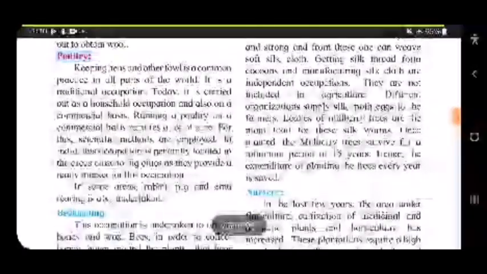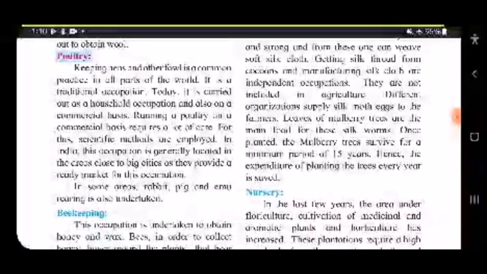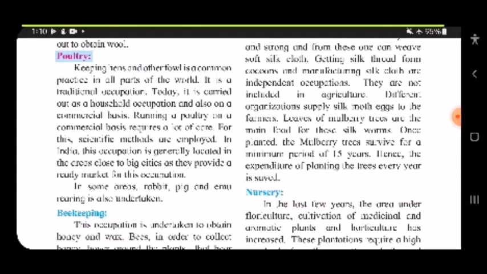Next, let us move to poultry. Now, what is poultry? Where we keep different kinds of birds like the chicken. Fowl is a bird like the turkey. Okay, so let's see. Keeping hens and other fowl is a common practice in all parts of the world. It is a traditional occupation. Today, it is carried out as a household occupation and also on a commercial basis. Household occupation means people are keeping hens in their house. So whenever they need, they can get something.